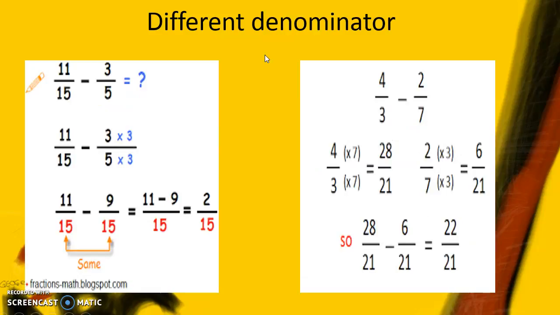Here is an example of fraction subtraction with different denominators. 11 over 15 minus 3 over 5. Step 1, we have to make the denominators the same. So 3 over 5 must be multiplied by 3. We get 11 over 15 minus 9 over 15 equals 2 over 15.